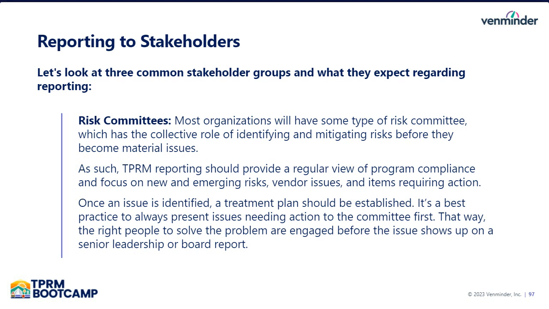So your third-party risk management reporting should provide a regular view of program compliance and focus on new and emerging risks, any vendor issues, or any items requiring action. Because once an issue is identified, a treatment plan needs to be established. And it's always best to present any issues needing attention to the risk committee first. That way, you've got the right people at the table to help solve the problem, and they get engaged before that issue shows up on a senior management or board report.